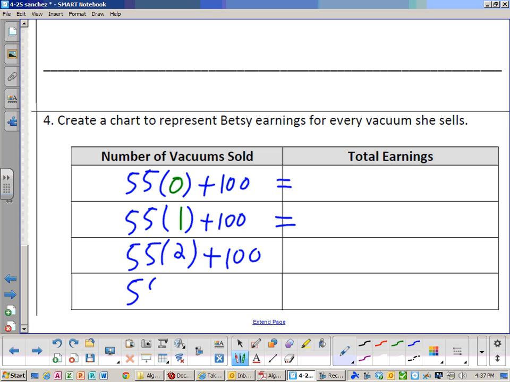And just keep on going. Just keep on making a table for this, right? What if I had those values for 2 and 3? What would they equal? Finish it off, find out those earnings.